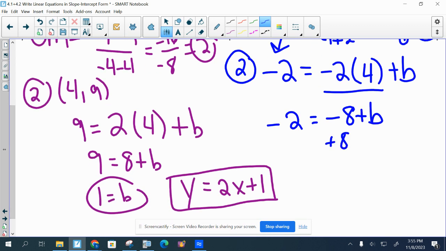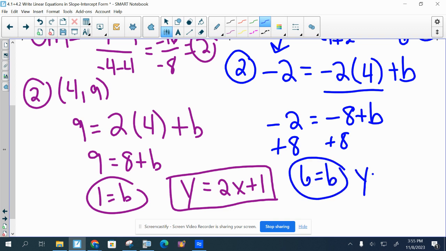Add the 8 over, and you get 6 for b. So your equation is y equals negative 2x plus 6.